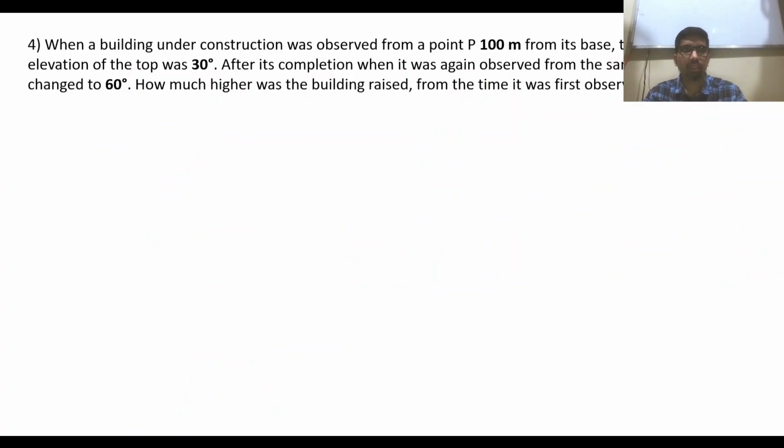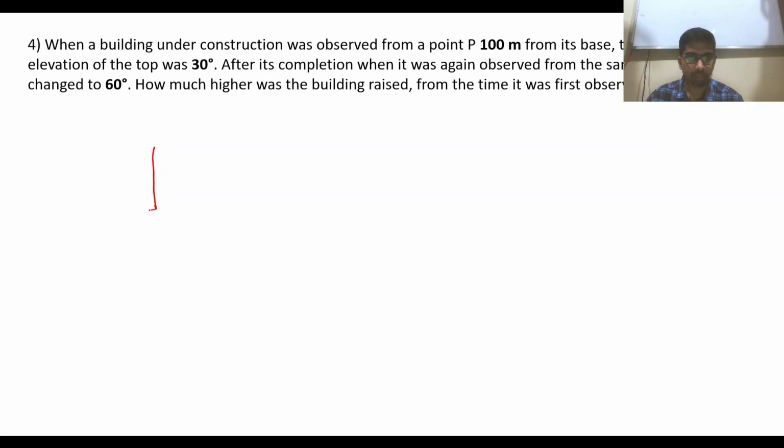Question 4. Important question. This is very important. Those who want to become architects or civil engineers, this is very important. When a building under construction was observed from a point P, 100 meters from the base. If the question is complex, read one sentence and hold. When a building, there's a building under construction. The building is not made completely. It was observed from point P, 100 meters from its base.